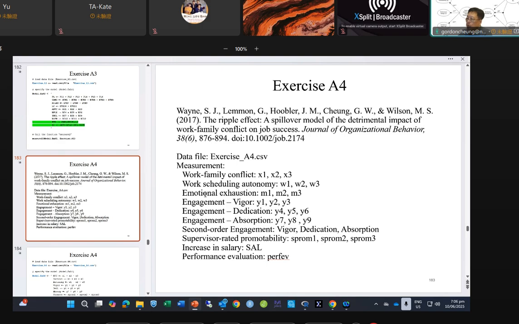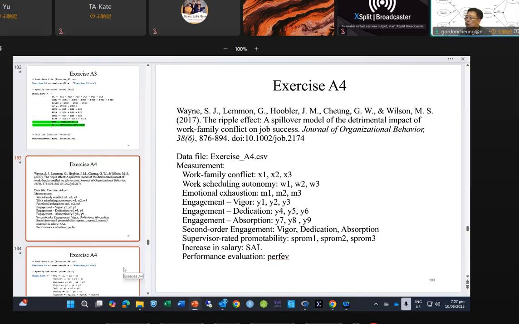Emotional exhaustion or burnout is our mediator, which is measured by 3 items. Then we have another mediator, engagement, which has 3 dimensions: vigor, dedication, and absorption. So the second order factor engagement has 3 dimensions, each dimension with 3 items. We also have supervisor weighted promotability, 3 items. Increase in salary is a single item measure. In fact, this is from company record. Performance evaluation is also a single item factor because it is from company record.